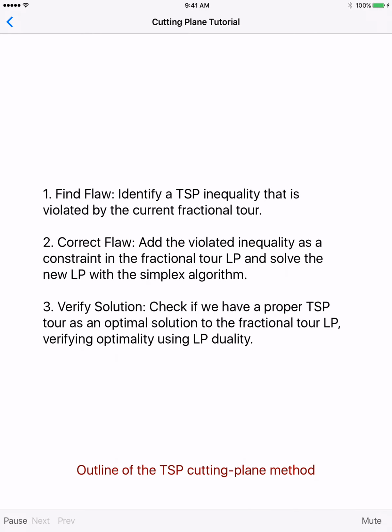We now have the pieces in place to describe the TSP cutting plane method, adopting the 3 major steps of the simple sorting algorithm we described earlier. At each stage we have a fractional TSP tour. Flaws are identified by linear inequalities that are satisfied by all proper tours, but violated by the fractional tour. We correct each flaw by adding the violated inequality to the LP model, and computing a new solution with the simplex algorithm. If we reach an LP that has a proper tour as an optimal solution, then we verify optimality using the LP dual solution. With the solution verified, we have solved the TSP. It is as easy as 1, 2, 3.